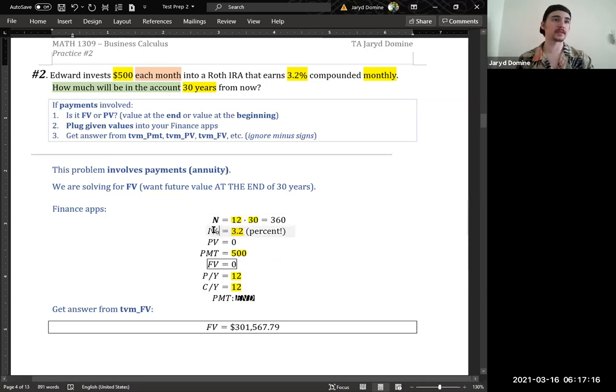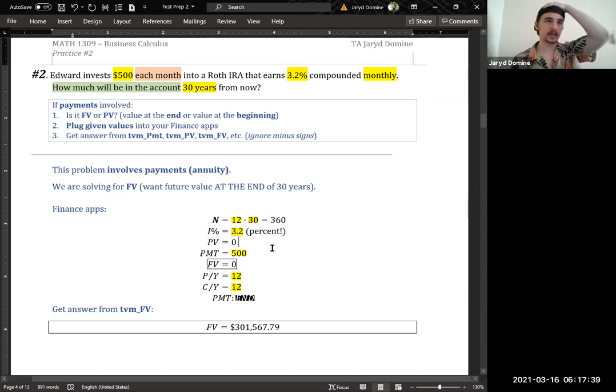Okay, for I%, this is your annual interest rate in percentage. Now this is easy to remember because it has a percent right here. It says I%. Put it in as percent. Don't convert it to decimal. If you convert it to decimal, your answer will be wrong. So leave it as a percent, 3.2.